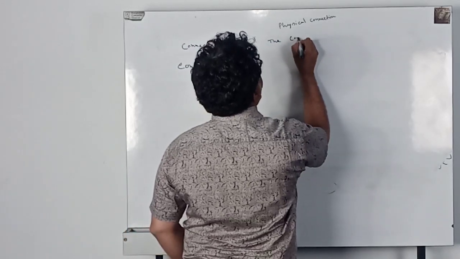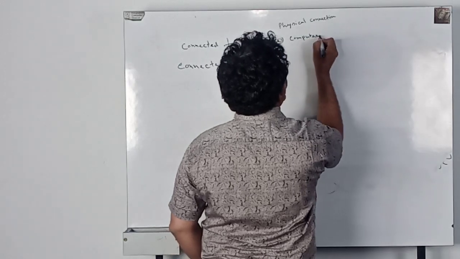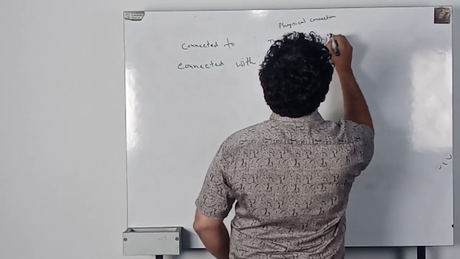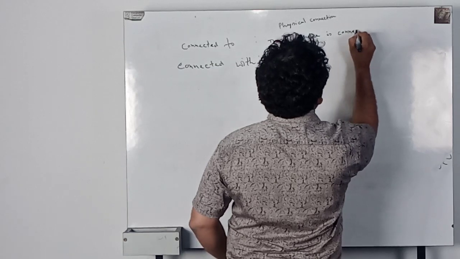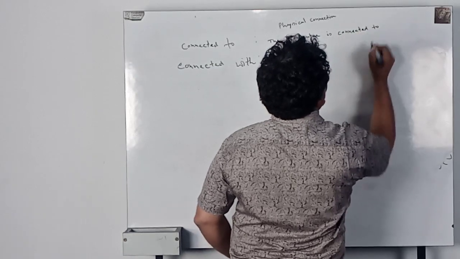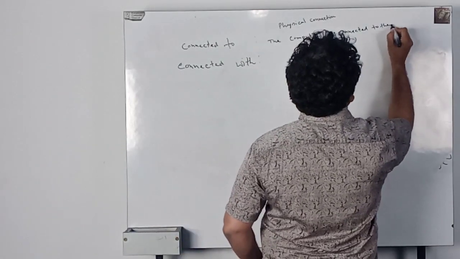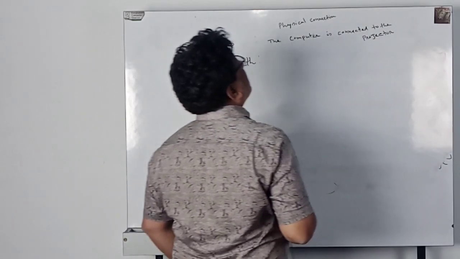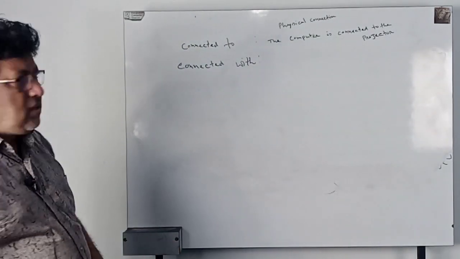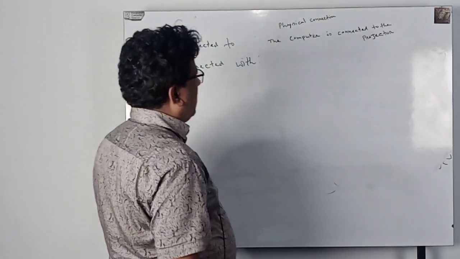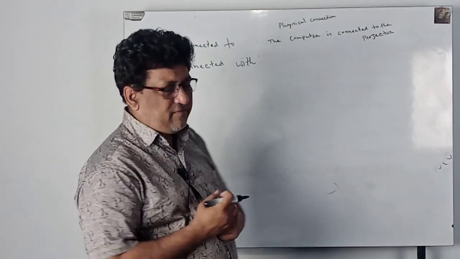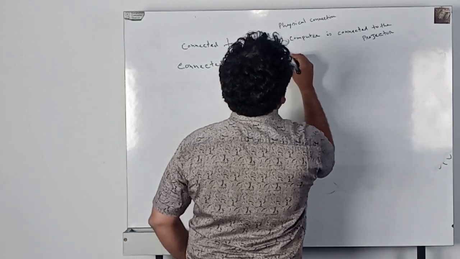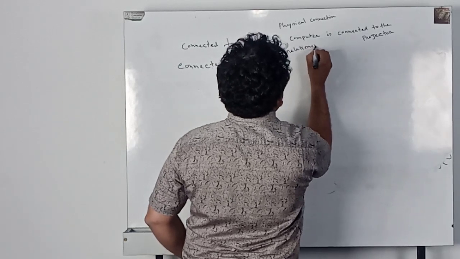And we can give the example that the computer is connected to the projector. The computer is connected to the projector. Here it indicates a physical level of connection. But if we say connected with, it indicates relationship.